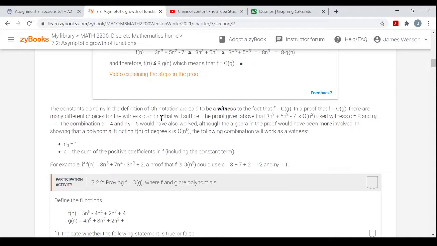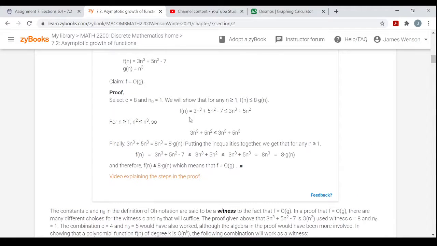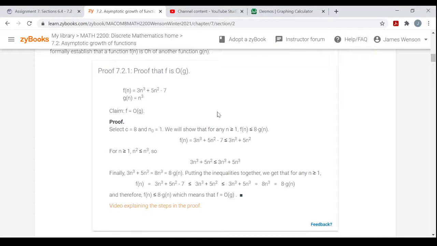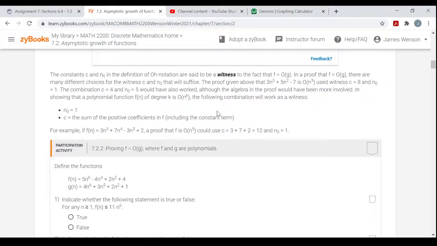Like I said, I didn't have to use 8 and 1. I could have used 12 and 1. I could have used, since the lead coefficient, the polynomial's highest power term, is 3n cubed, 4n cubed for g, the 4 times g. 4n cubed would eventually be bigger than this, but maybe not after 1. I'd have to go through and figure out where it would be larger. But 4n cubed would eventually be larger than f. So I could have used 4 for c and then found whatever n0 was necessary so that after n0, 4 times g would be larger.